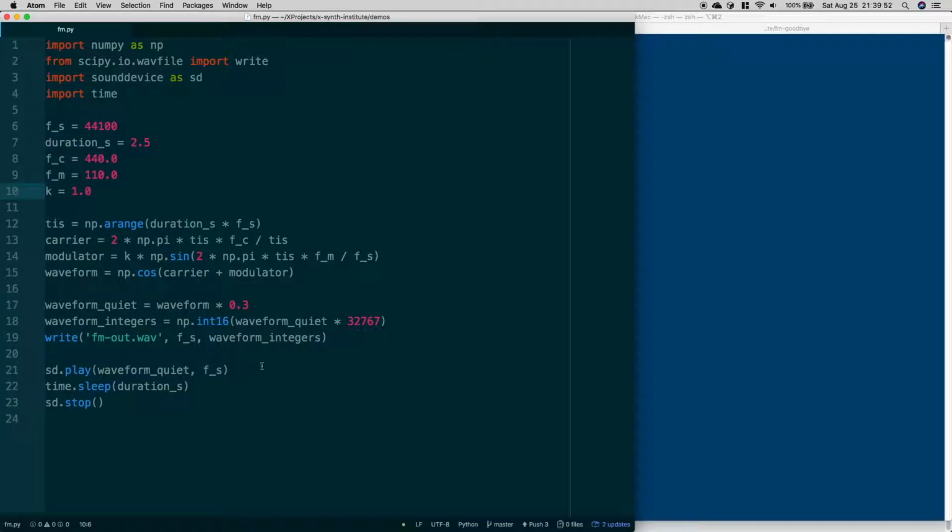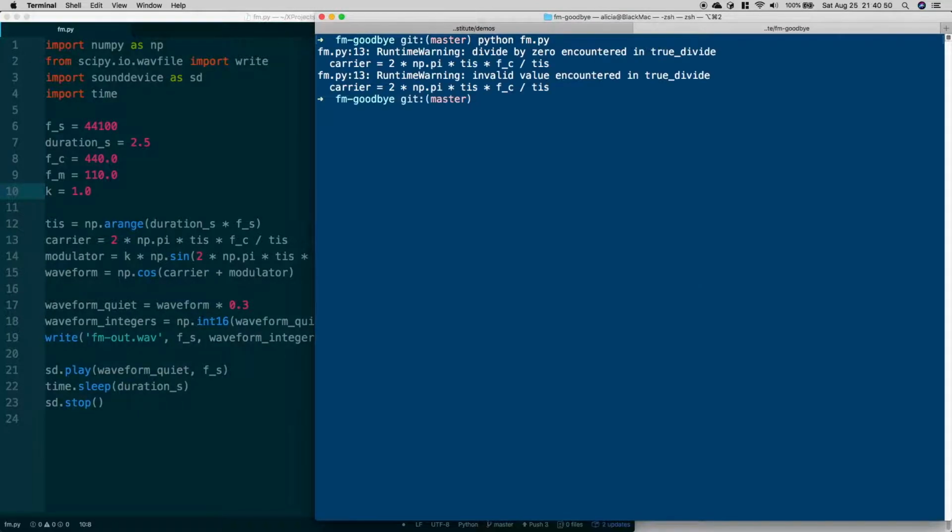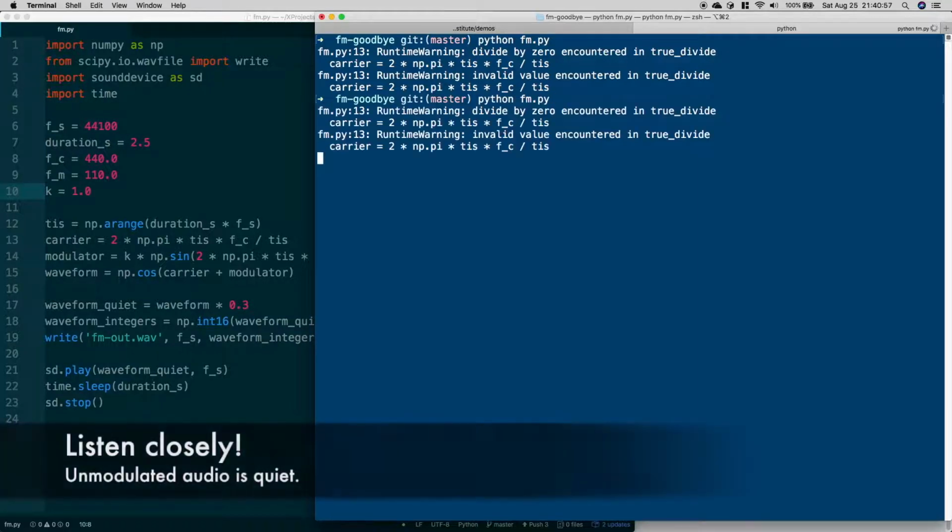What I did is I took the liberty of pulling the Python code out of the Jupyter notebook and putting it into its own script as fm.py in the repository for this demo. I turned down k to 1.0. And so once again, k is the strength of the FM modulation effect. 1.0 is not very much. So let's take a listen to what happens with it. It sounds kind of rough turning on because this is a raw waveform that we're listening to. So nothing much there.